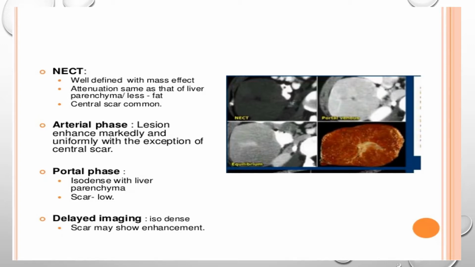So the typical pattern is like a hypervascular lesion, with rapid uptake and washout in the normal part of the tumor, whereas in the scar part of the tumor, we get a delayed uptake. So in the delayed phase, we'll have an enhancement. That is diagnostic of focal nodular hyperplasia.